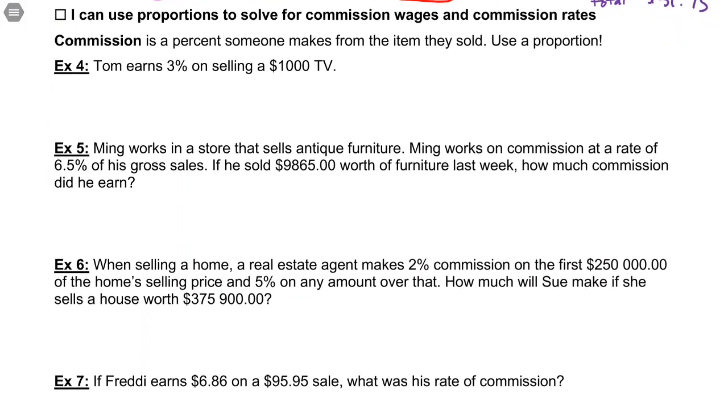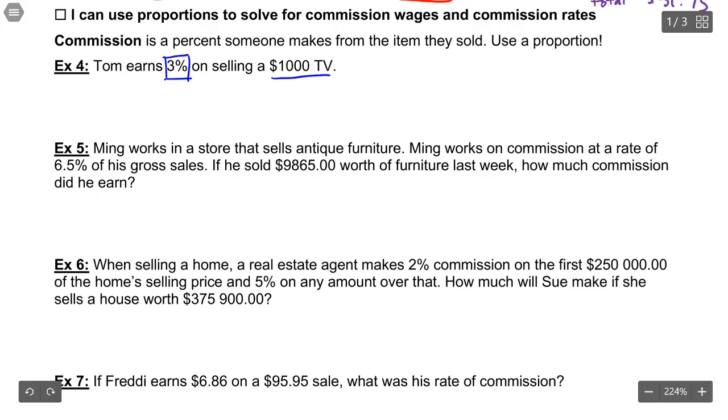All right. How to use proportions to solve for commissions. Okay, so the idea of a commission is that it's a percent that someone makes for each item that they sell. And one of the ways to solve it is by setting up a proportion. So let's do a simple example first. Tom earns 3% on selling a $1,000 TV.